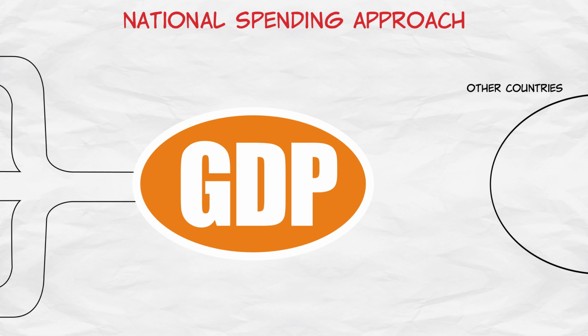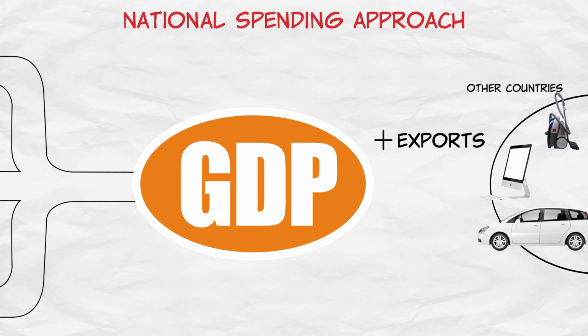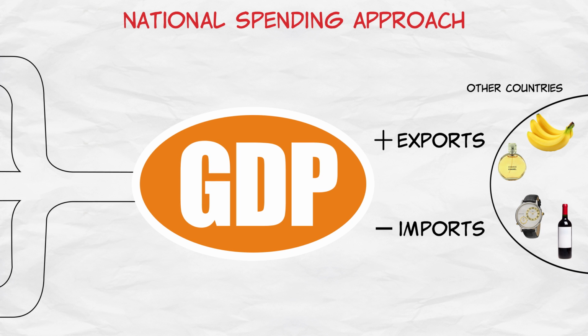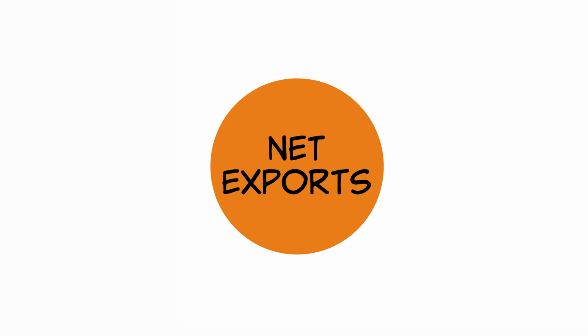People in other countries might also have bought some of our goods, so we add exports. On the other hand, some of what we've counted already, some of what was bought by U.S. consumers, businesses, or governments was purchased from abroad, imports. Imports don't add to our GDP, so we want to subtract imports. Exports minus imports is sometimes also called net exports.